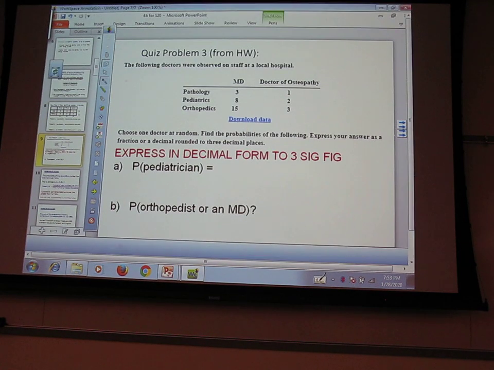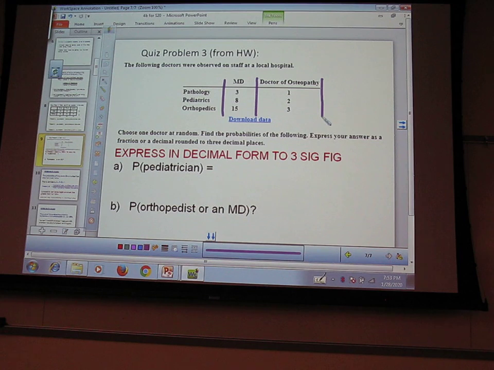Here's quiz problem 3. This is from your homework. I think they should put lines in it. That's why I brought it in here, because it's a lot easier if you just make lines. That looks a lot like the puppies. So then it's totally like the puppies, and you just put your totals in here. 4, 10, 18, 32, 6, 26.